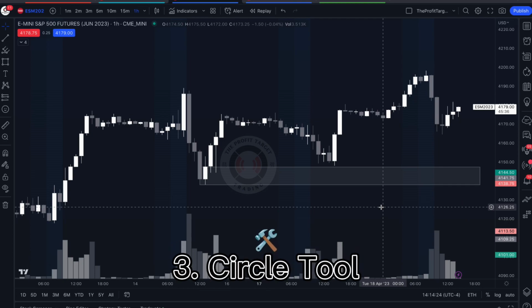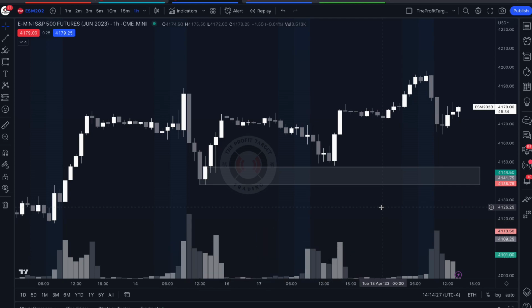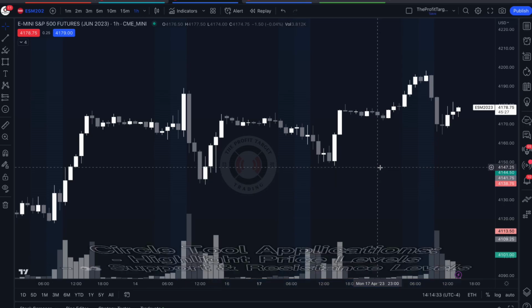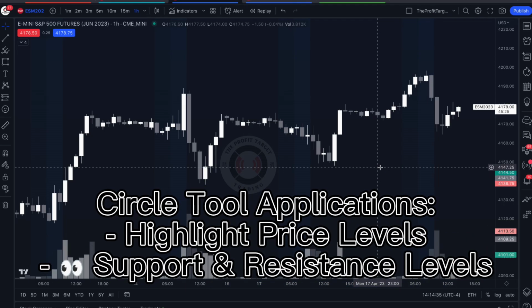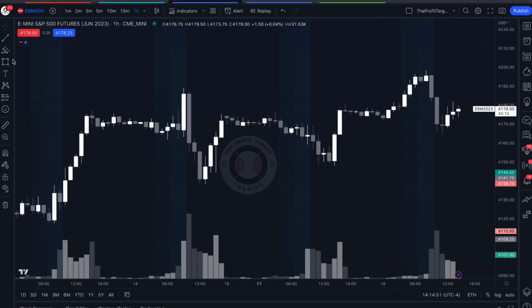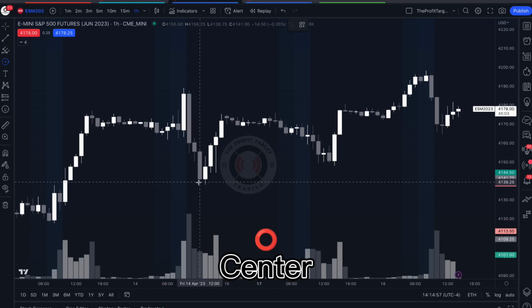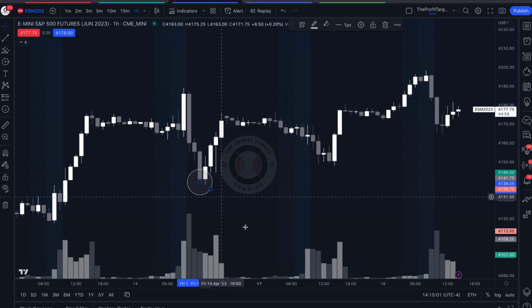Number 3. The Circle tool is a charting tool that is used to highlight specific price levels or areas on a chart. It's particularly useful for identifying potential support and resistance levels, as well as key price levels. To plot a circle on the chart, select the Circle tool from the Charting Tool menu. Click on the chart to define the center of the circle. Drag to define the radius or size and click to complete circle.